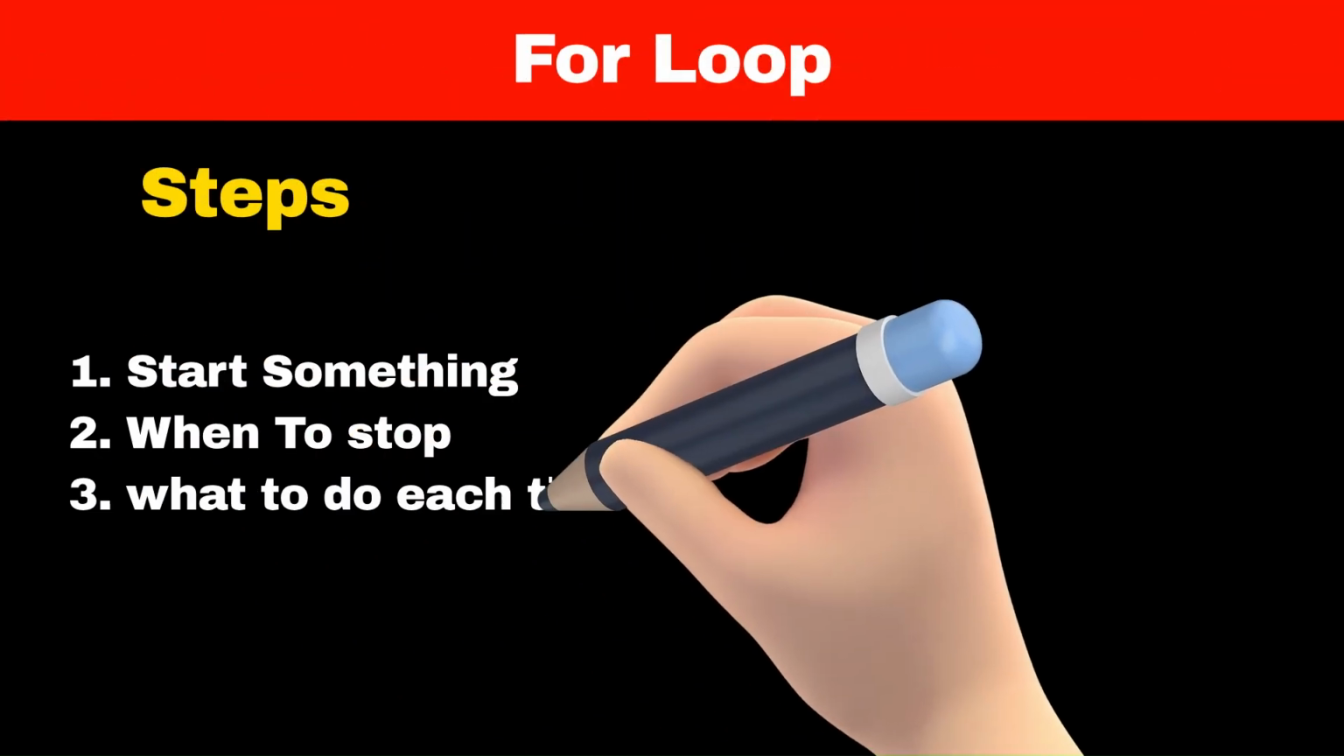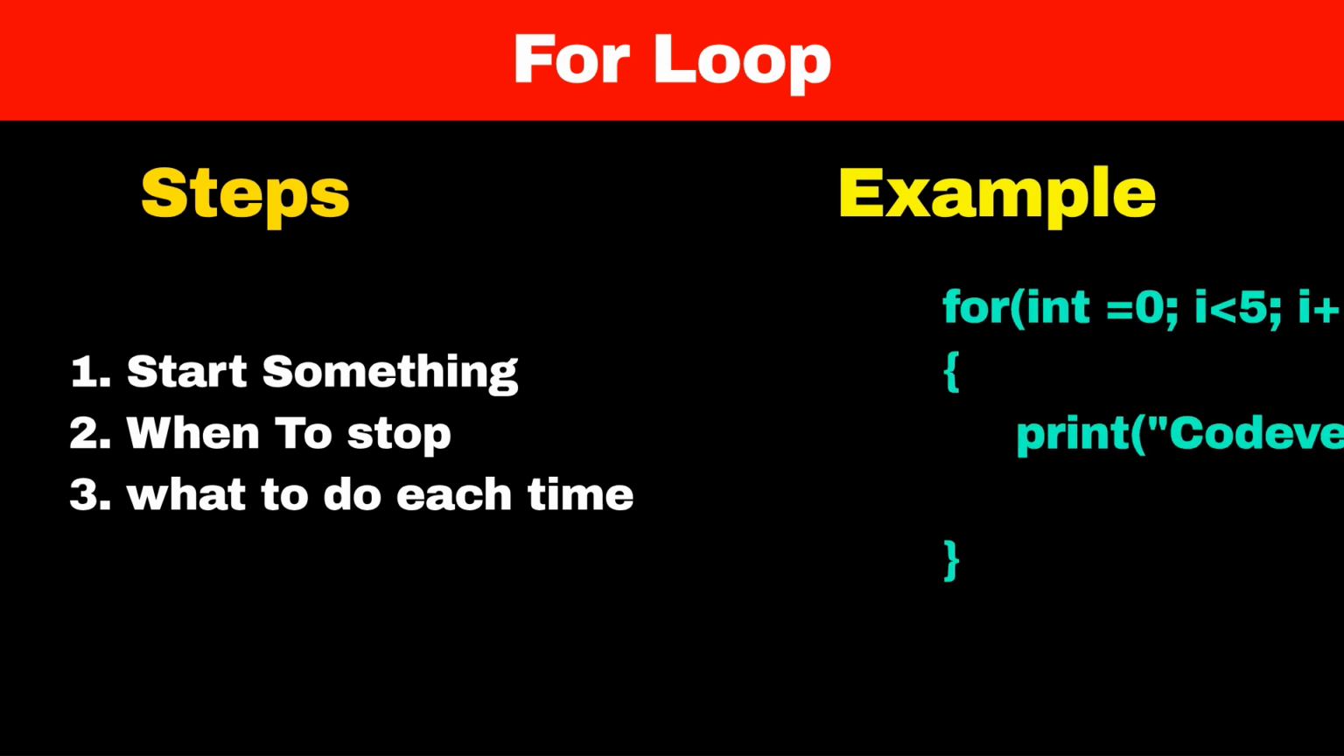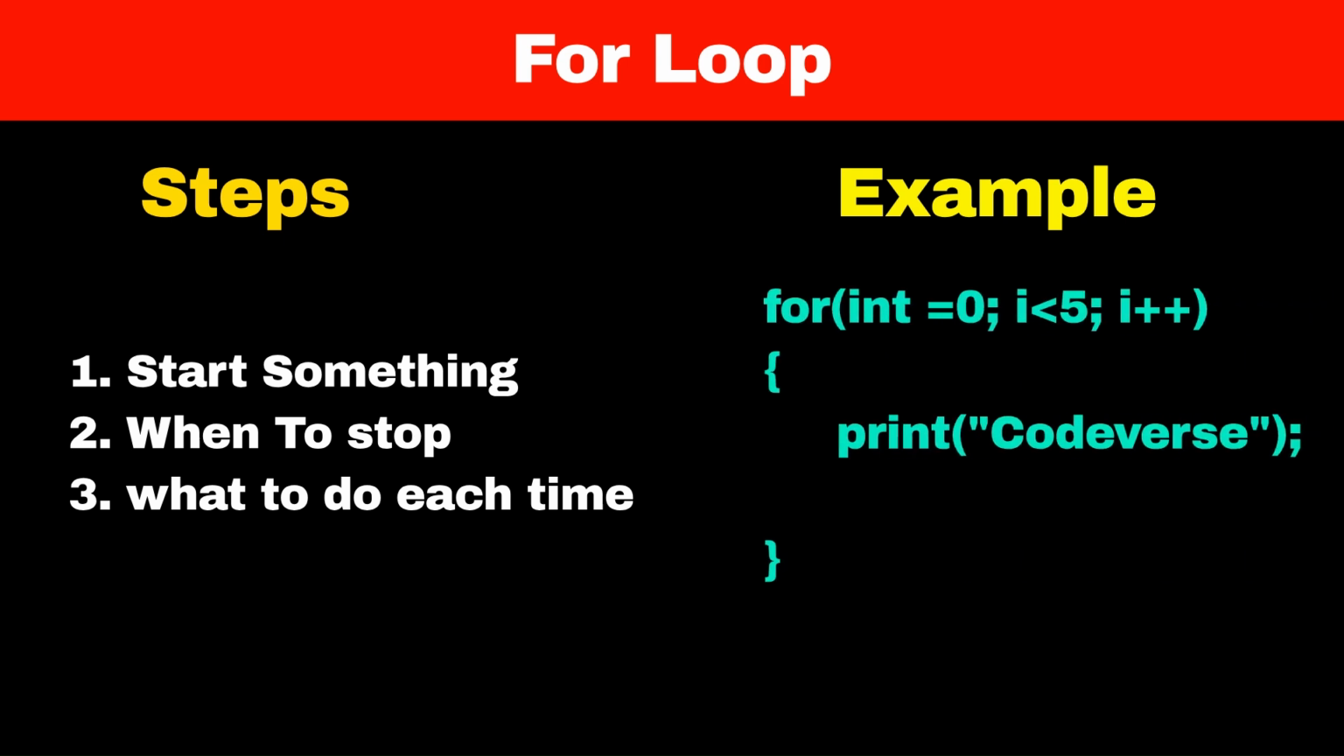A for loop has three parts. First is starting something, next is deciding when to stop, and third, what to do each time. It's like saying, start here, do until you reach this point. For example, if you want to print CodeVerse 5 times, then instead of writing the print statement 5 times, we can write the print statement inside a for loop. Along with the printing, if you want to perform some other operation, you can mention it inside the parentheses.